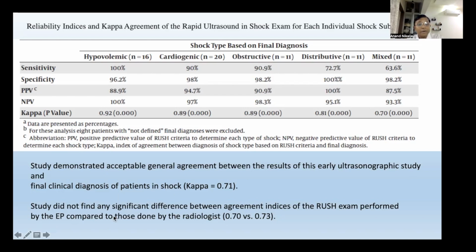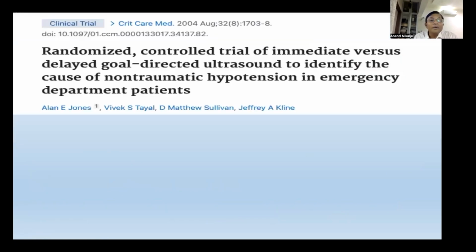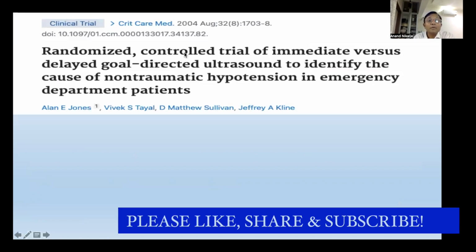And the study did not find any significant difference between the agreement indices of exams performed by emergency physicians compared to those done by radiologists. This is very important. A lot of people are scared to do ultrasound and echo because they feel they don't understand how to diagnose things on them. But if you get proper training, you can master this technique, and even emergency physicians who are not very trained can have better diagnostic ability in a shock patient.